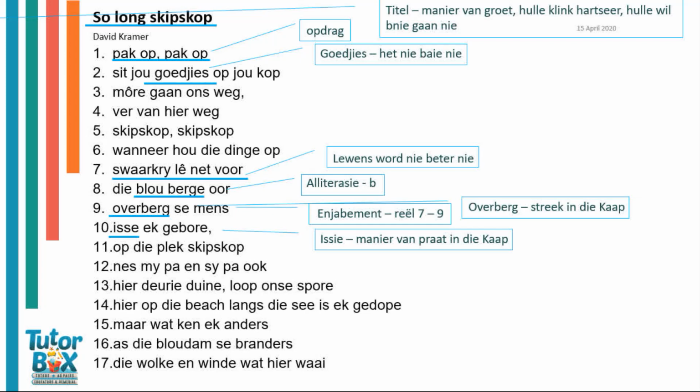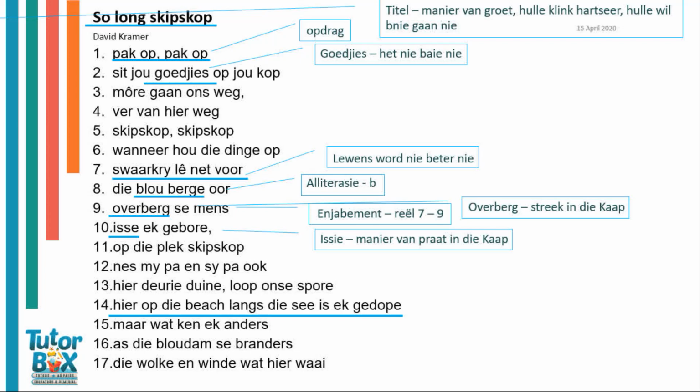is op die plek Skipskop. Nes my pa en sy pa ook. Okay, so that means that both his father and his father lived in Skipskop. Hier deur die duine, there deurie, you can see again how the people talk. Loop ons spore, that ons as well.